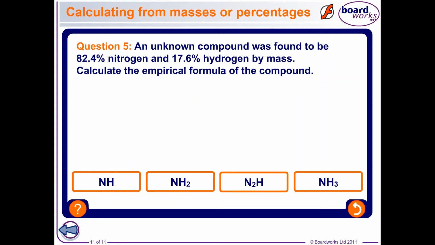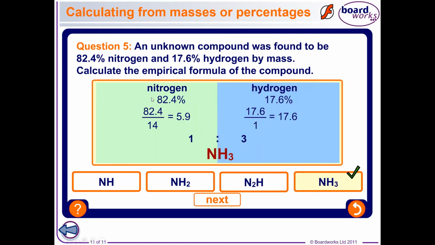So once again, let's have a look at the solution, and you should have worked out that this was NH3, ammonia. Again, it's just a question of dividing the percentage this time by the relative atomic mass, and nitrogen is 14, and the same over here, 17.6 divided by 1. Again, divide 15.9 by itself to find the smallest whole number ratio, giving you 1. And obviously 15.9 goes into 17.6 3 times. So the empirical formula is NH3.